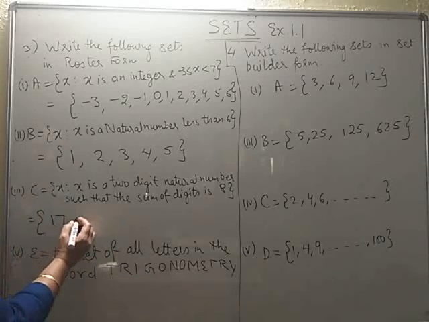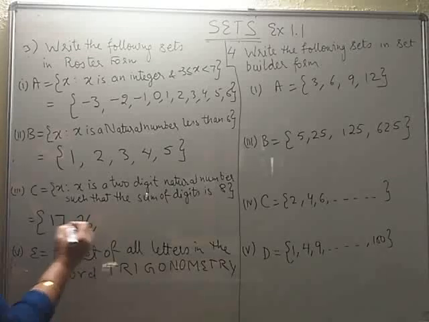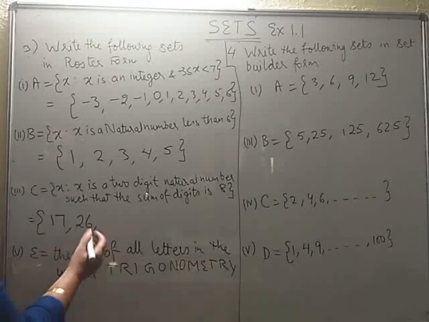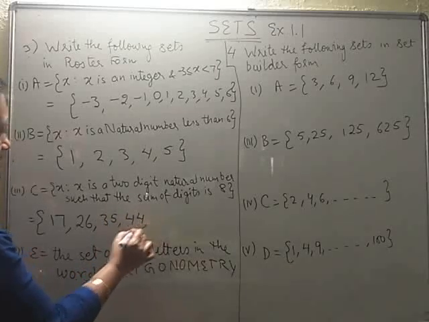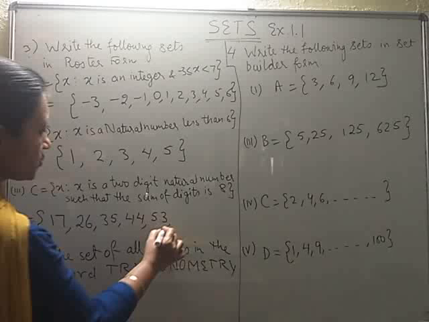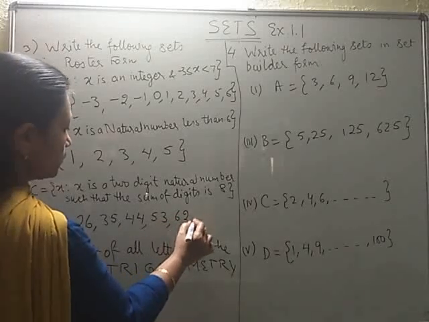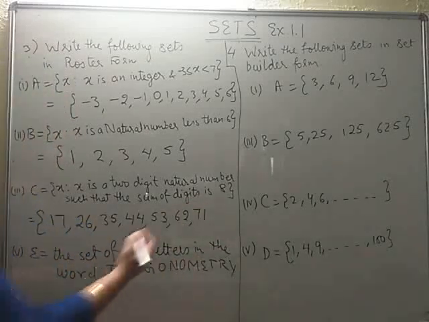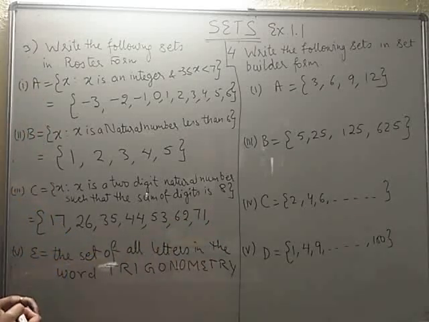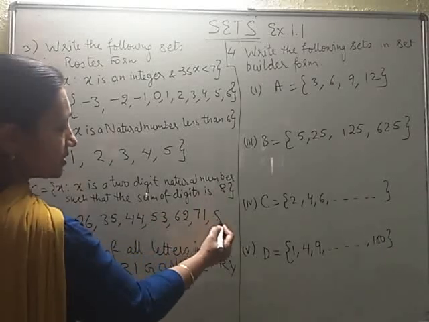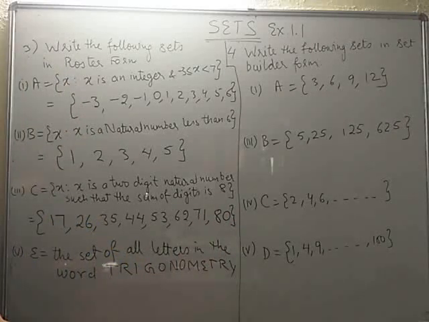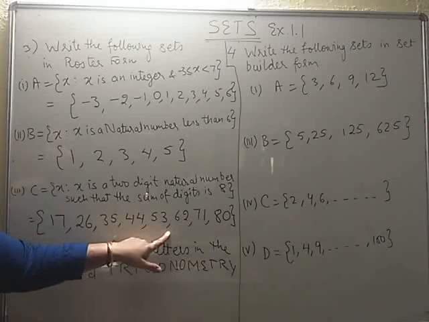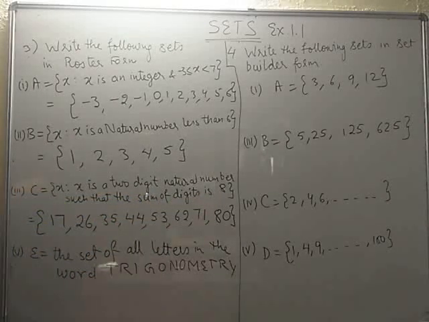We'll keep on proceeding. After this, 26 will give us the sum of digits 8. Then we have 35. We can have 44. We can have 53. Then we can have 62. We can have 71. Is there scope for something else? Another 2-digit number where the sum of digits is 8? It will be 80. 8 plus 0 is 8. So these are the 2-digit natural numbers where sum of the digits becomes 8. So converted into roster form.